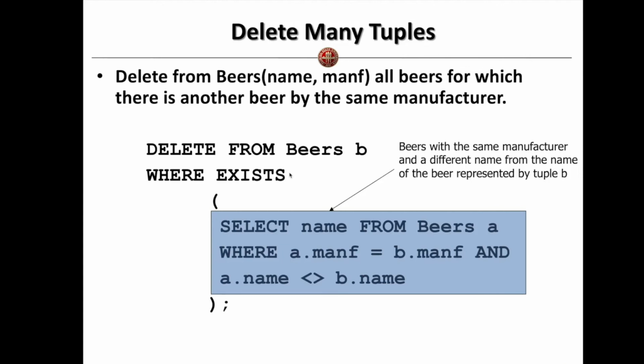So this is a deletion with subquery. We also use this exists operator to help us.